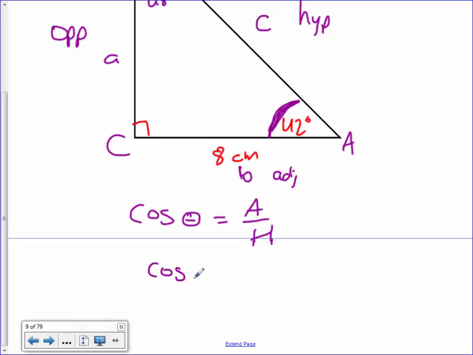Do we know a theta? Sure, we just said it was going to be 42. Do we know the adjacent side on this triangle? Good, 8, yeah. Do we know the hypotenuse on this triangle? Okay, so I'll just leave that as h then.